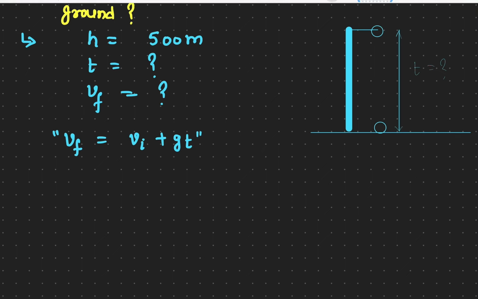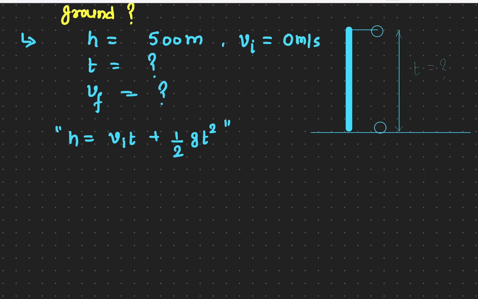Okay, so first let's find out the time. How do I find out the time? We are given the height. So we know this equation, h = Vit + ½gt². That's the one equation we know. And the initial velocity, because when we drop a ball, the initial velocity is 0 meters per second. We're simply dropping it, we're not throwing it.